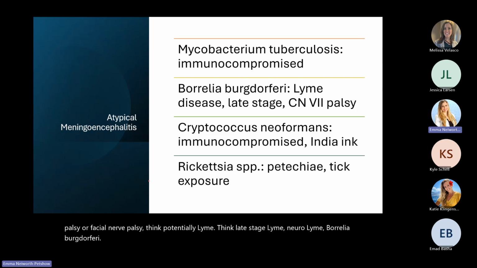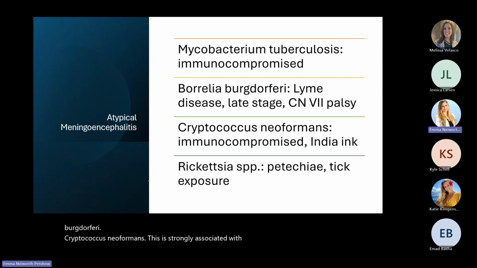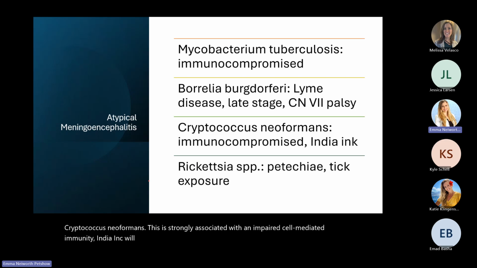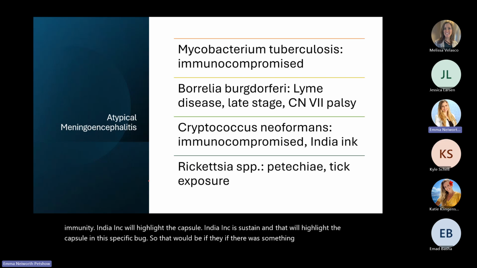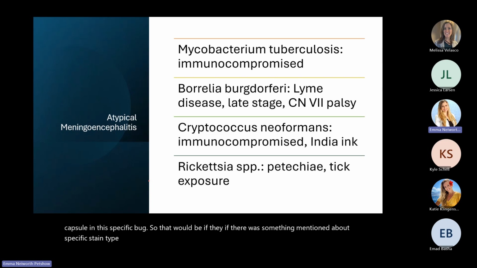Cryptococcus neoformans is strongly associated with impaired cell-mediated immunity. India ink will highlight the capsule. India ink is a stain, and that will highlight the capsule in this specific bug. So if something is mentioned about a specific stain type, like 1 in 200 questions, most of the time it's acid fast and tuberculosis. But if they say India ink, cryptococcus.